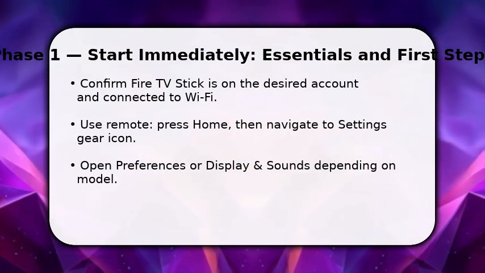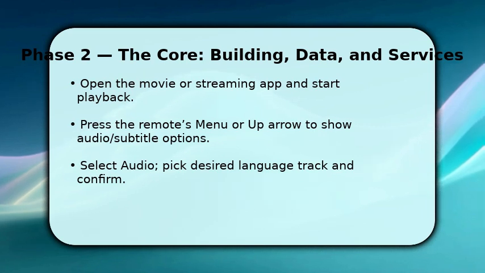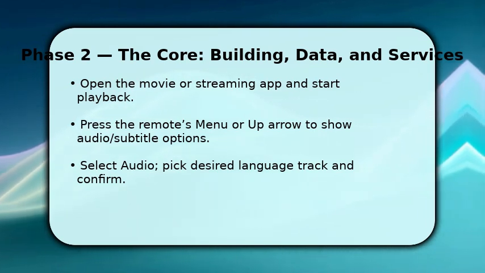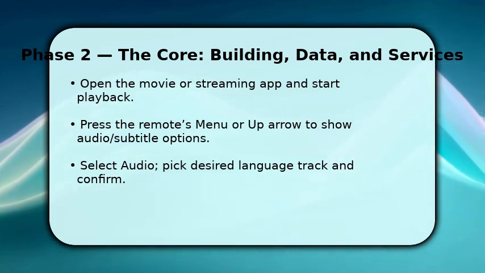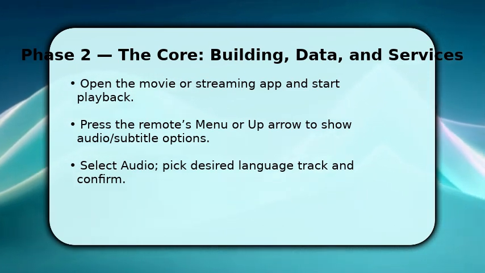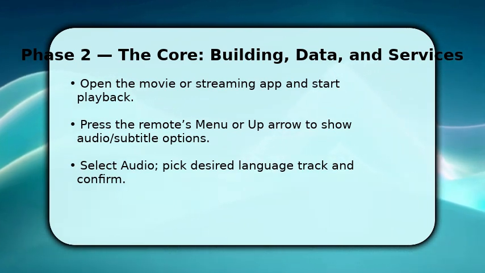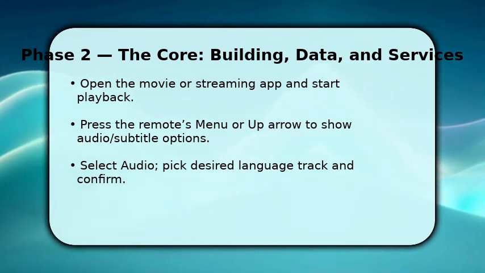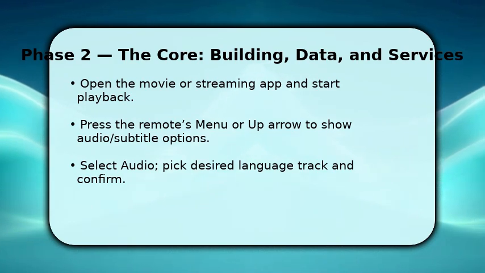from inside an app. Once playback has started, you're focused on the app's audio track, not system language. Use the remote to reveal the playback overlay, press Menu or an up arrow, then select Audio or Languages. You'll see available audio tracks. Choose the one you want. Make sure the app supports multiple tracks. Some content only has one language. After selecting, give it a second to switch. Once done, audio should play in the chosen language, while subtitles remain independently adjustable, if needed.